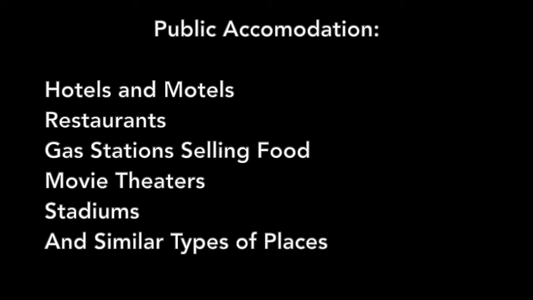And for that, we look to Section 2000A of the 1964 Civil Rights Act. It says a public accommodation includes a laundry list of items, but including things like hotels and motels, restaurants, gas stations selling food, movie theaters, stadiums, and similar types of places.